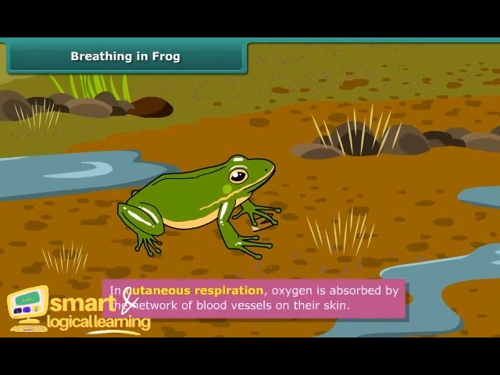In cutaneous respiration, oxygen is absorbed by the network of blood vessels on their skin. This respiration is effective only if their skin is moist. This technique of respiration is used by frogs on both land and in water.